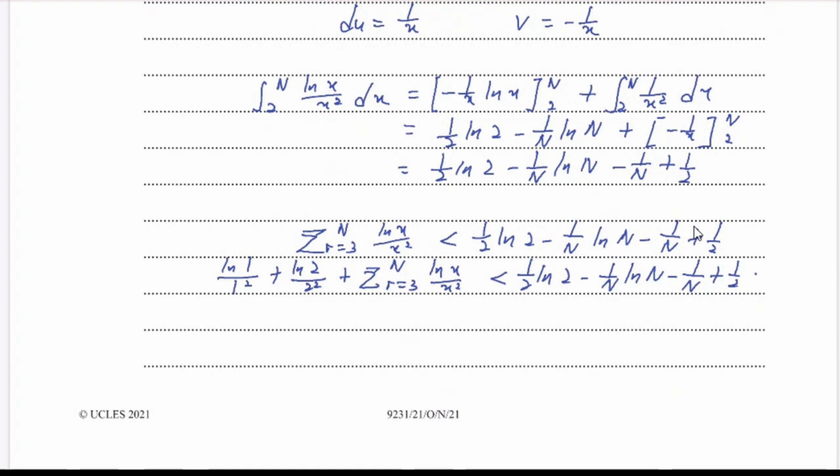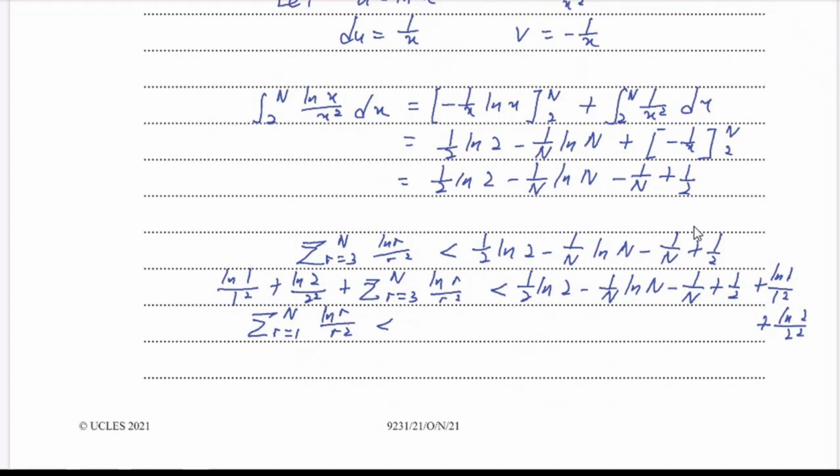So when we actually consider the terms, it's ln 1 over 1 squared, plus ln 2 over 2 squared. So the left hand side will become the summation, r equals 1 to n. Sorry, this is r. So ln r over r squared is less than something. So a bit of the value that we need to evaluate from here.